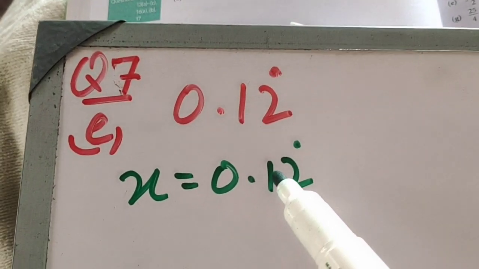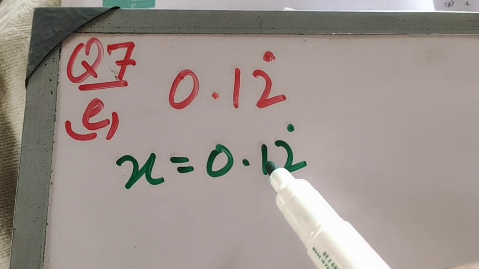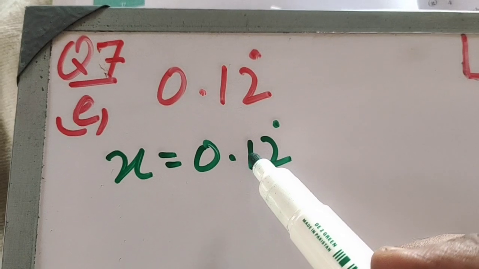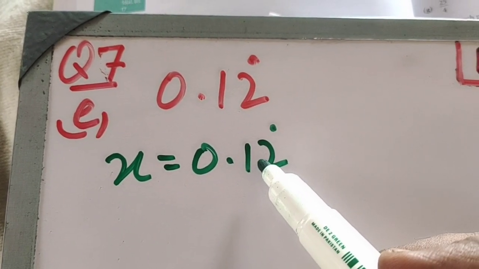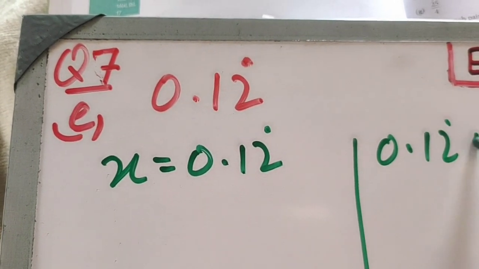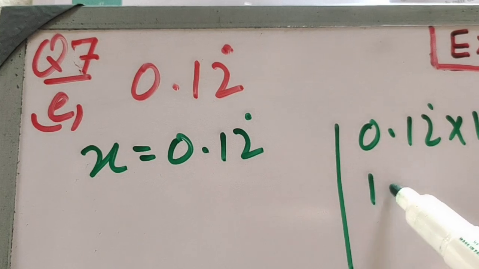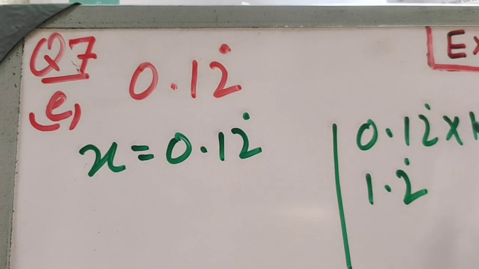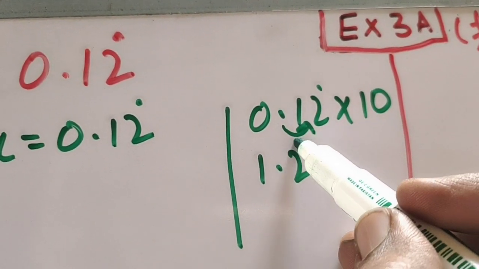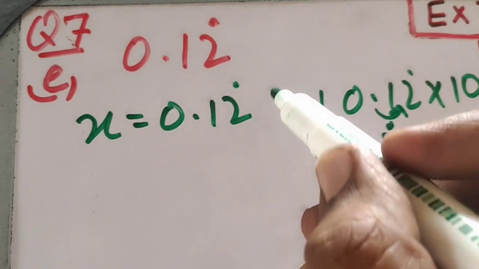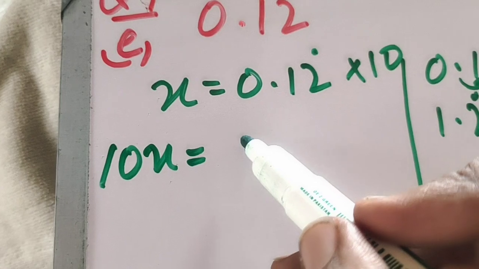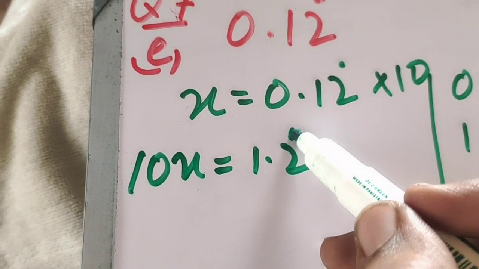So what is our first thing? We are going to move this non-repeating number, that is 1, towards the wholes. So it needs just 1 point to move to the right, so we are going to multiply by 10. Look here, if we multiply this number by 10, it becomes 1.2 dot, because the decimal moves 1 place to the right. So this is the first step. We'll multiply this equation by 10. This becomes 10x and this becomes 1.2 dot.